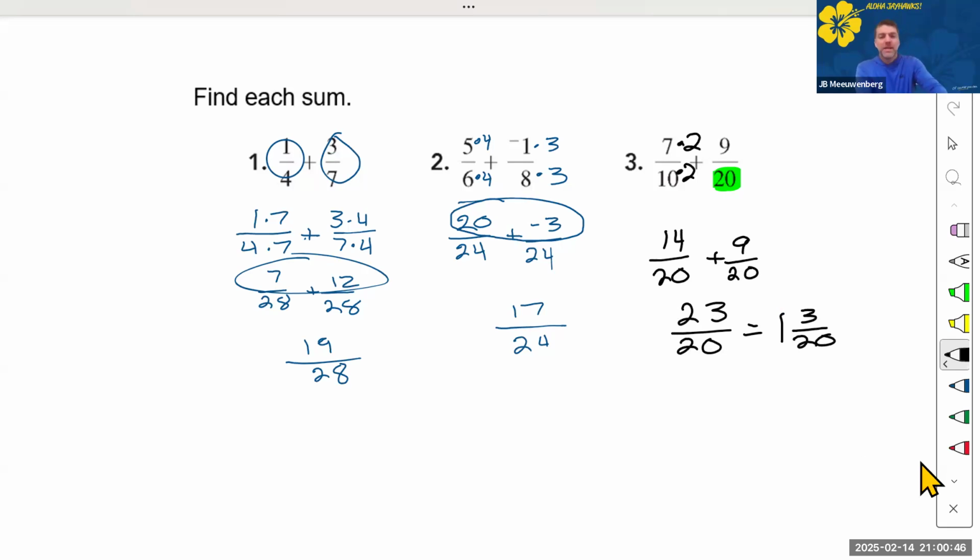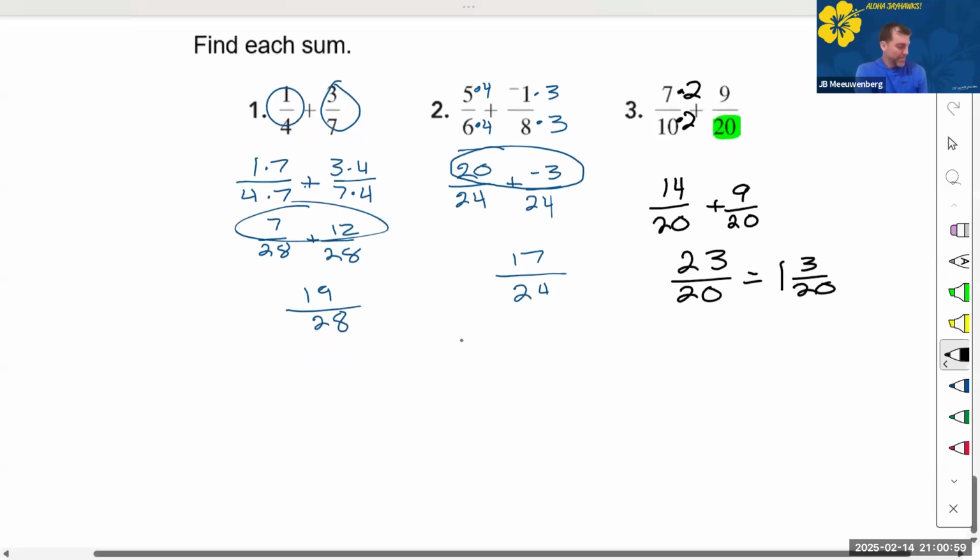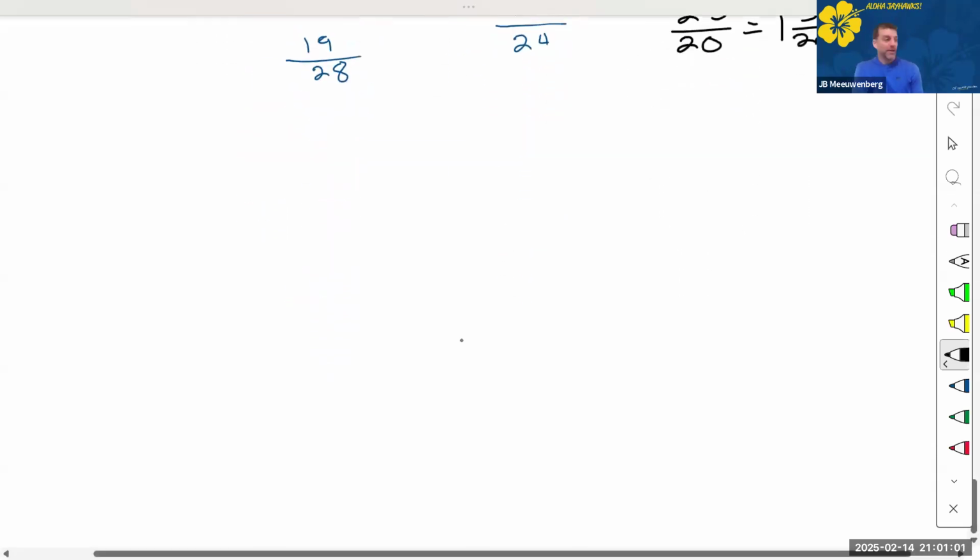So let's talk a little bit then about mixed numbers and how we might go about adding mixed numbers. There are different ways to do these. So I'm going to walk you through one, and then I'm going to have you do another.